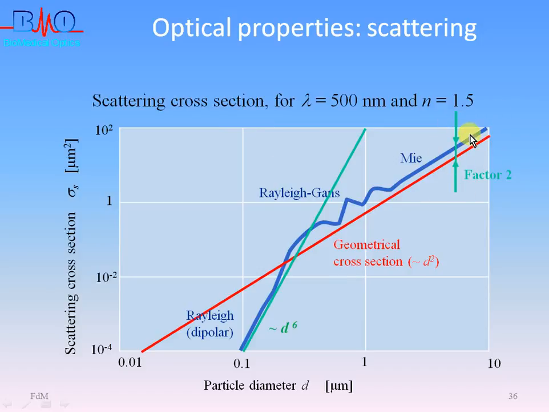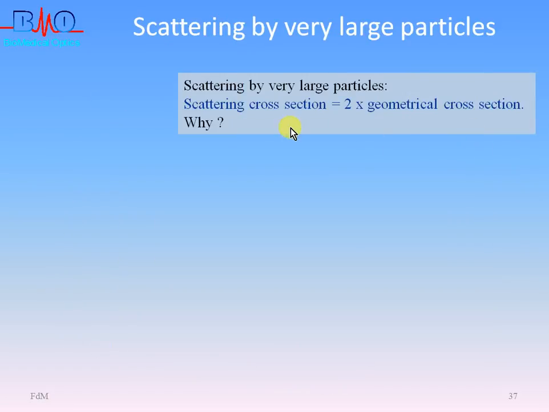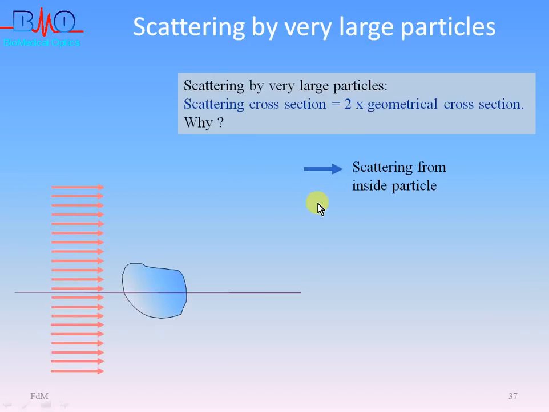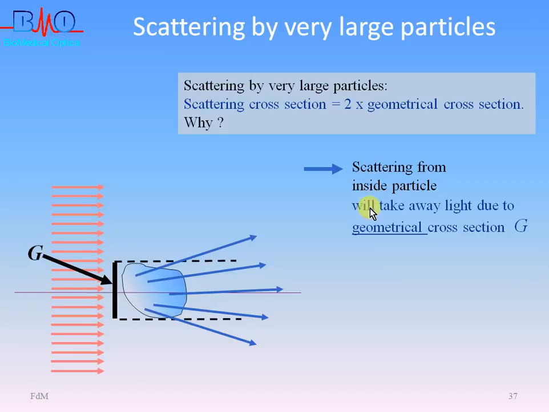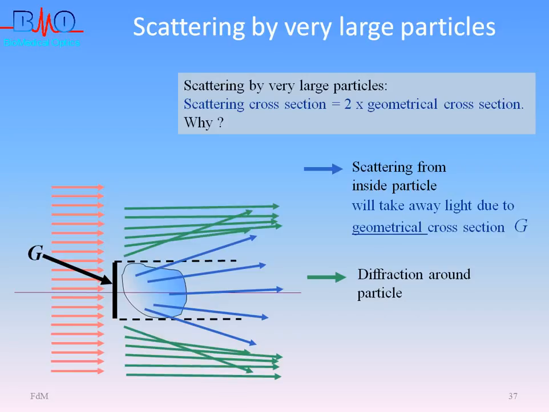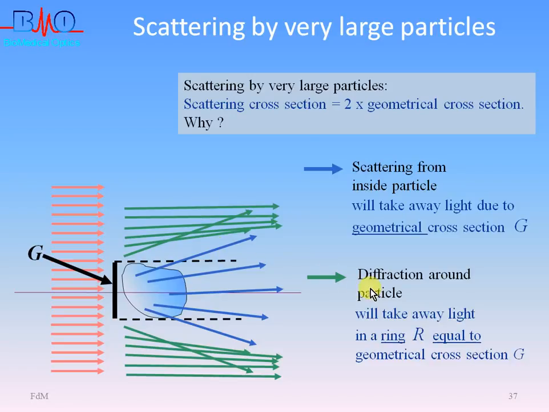There is a factor of 2. Why is that factor of 2? Why is the scattering cross section twice the geometrical cross section? Well, we have scattering from inside of the particle, and you can see that will take away light due to a geometrical cross section G. But it turns out that we also have diffraction around the particle, and for large particles you cannot see that because the angles will be very small. But that will take away, as can be shown, light in a ring with an area equal to the geometrical cross section. That ring is here.